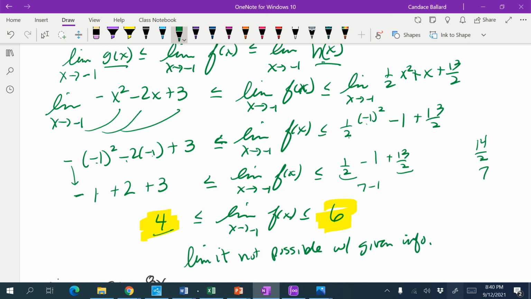If this had been a 4 and this had been a 4, then we would have just said that the limit as x approaches -1 of f of x would also be 4. And in that case, the squeeze theorem would work.